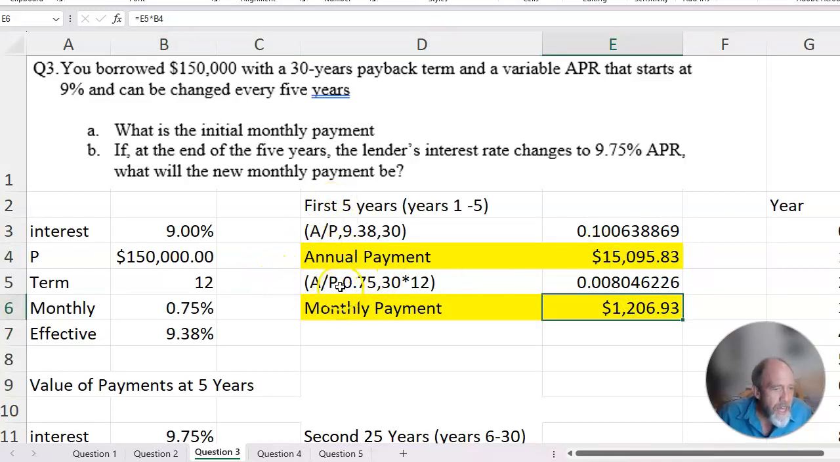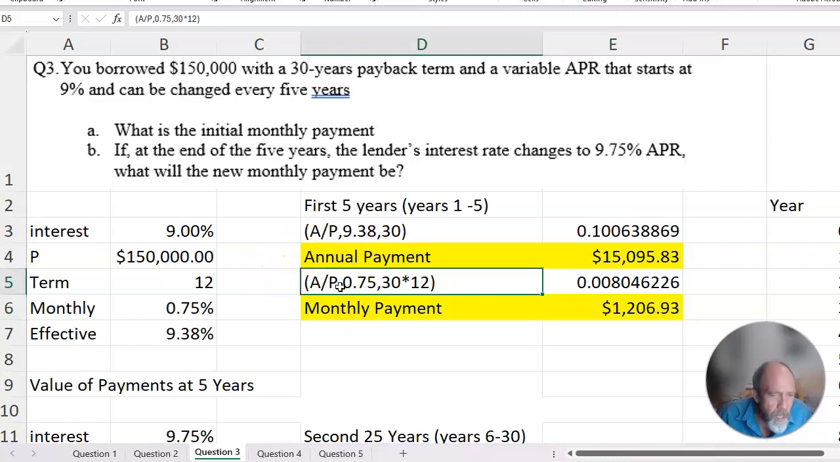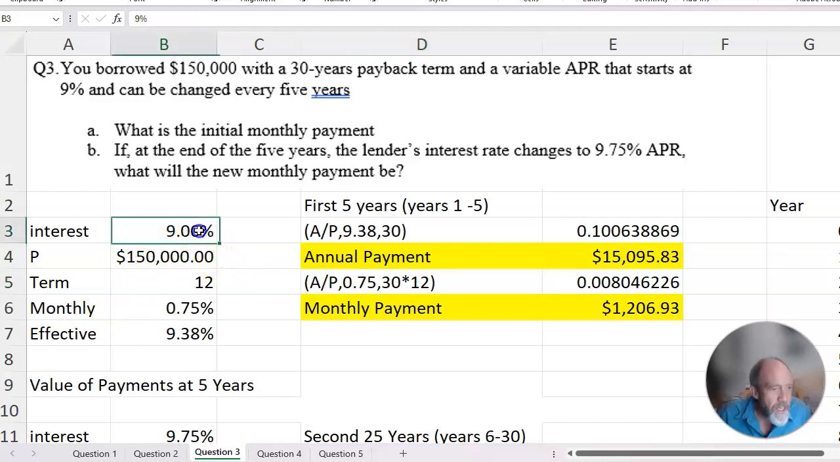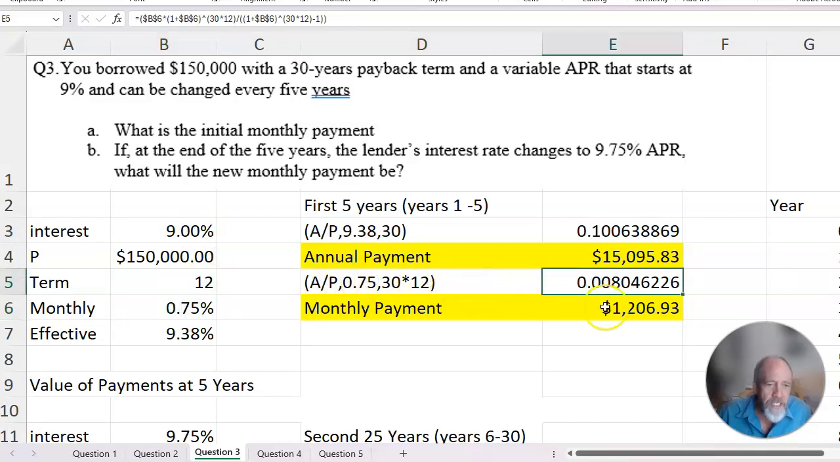Notice that in the A over P, when you're doing it as a monthly, it's easy to calculate that effective monthly interest rate. It's just the APR divided by 12. You can always do the A over P for this. It's a straightforward calculation. There's your monthly payment. If you were making annual payments, this is what it would be. But you're doing monthly payments. Now, here's where it gets fun.